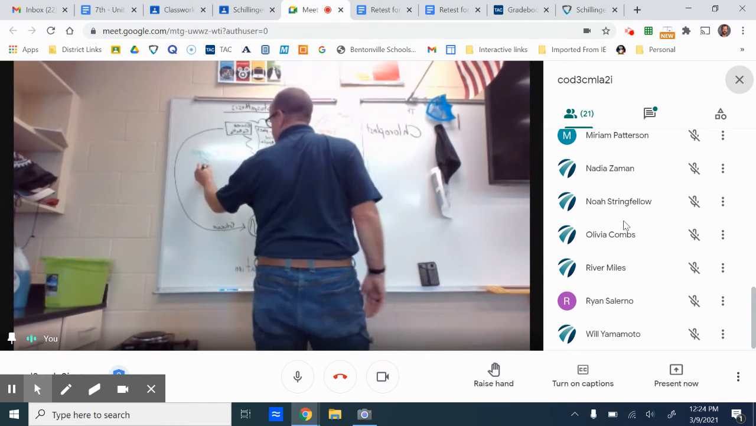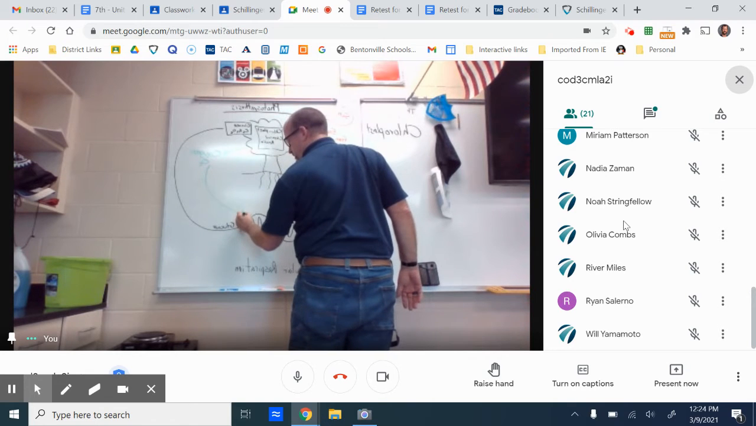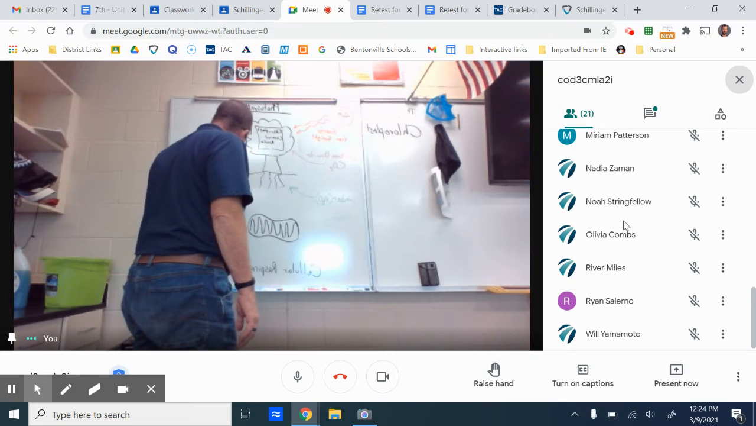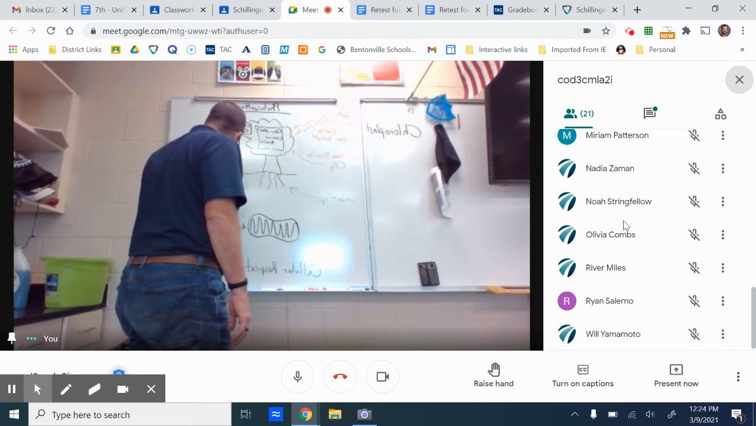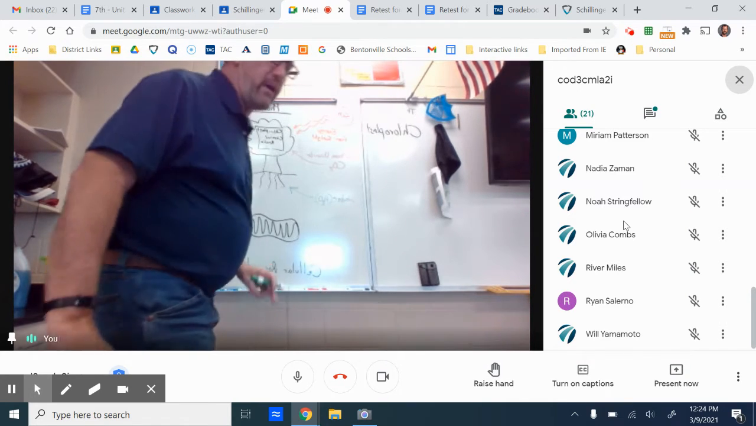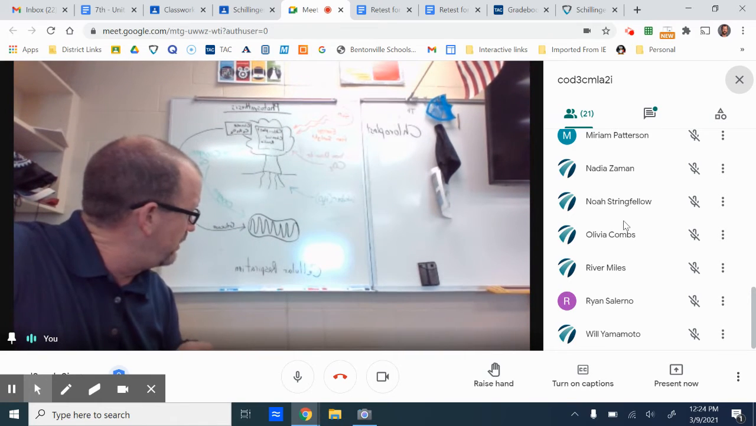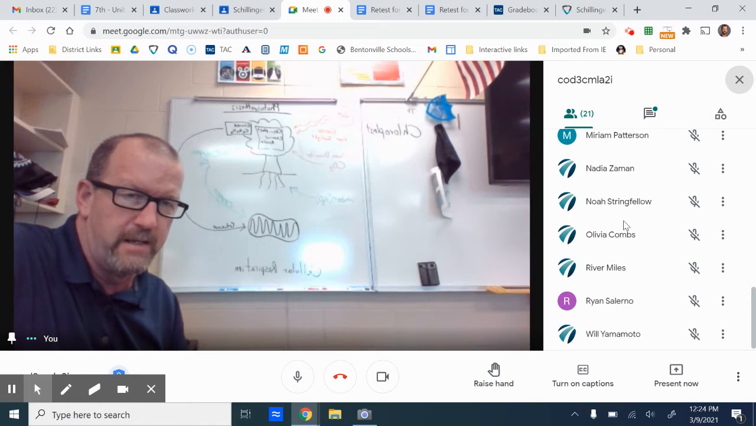So, oxygen also comes in. Now, there are three outputs that come out of cellular respiration.